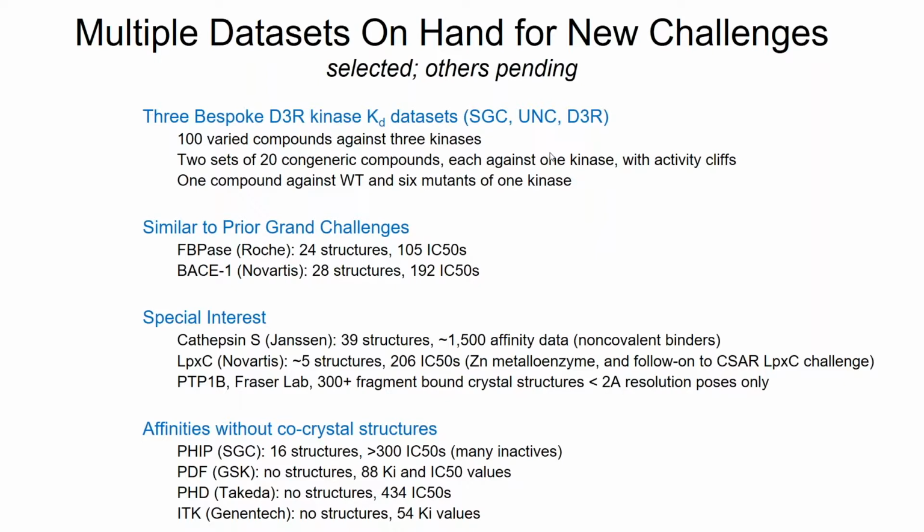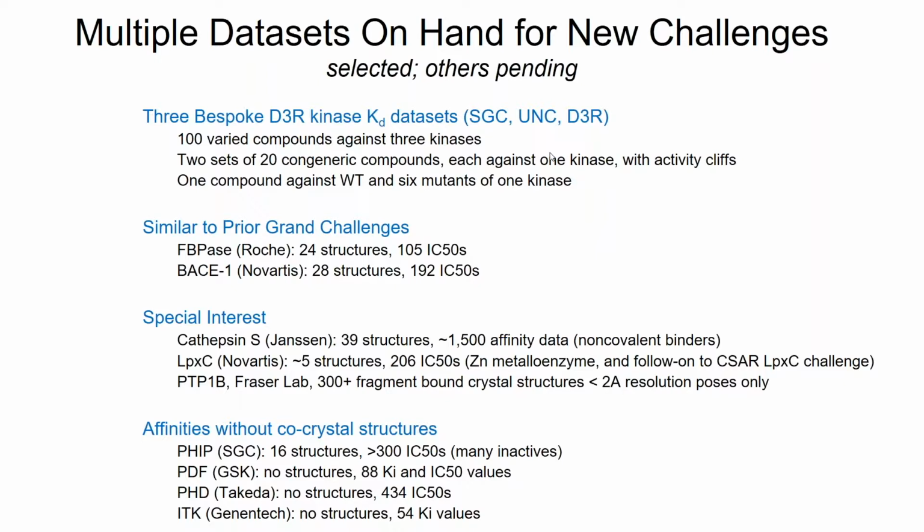There are 2 more sets that are rather similar to Grand Challenge 2015 and Grand Challenge 2 in the sense of having a set of crystal structures and on the order of 100 to 200 IC50s, which are listed next, FEP, ACE, and base 1.